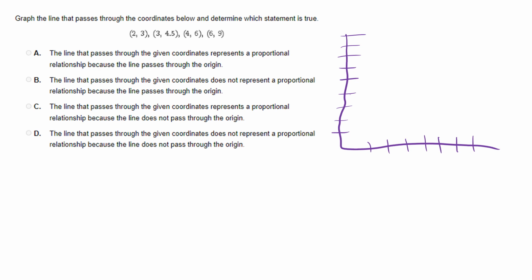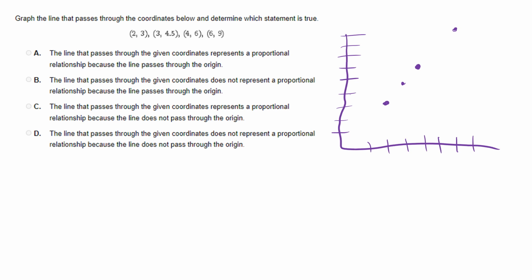Okay, so we have a point at 2. I'm going to go to the right 2 and up 3. We've got a point at 3, 4.5, at 4, 6, and at 6, 9. Okay, and I can kind of draw that, but I want to keep going.